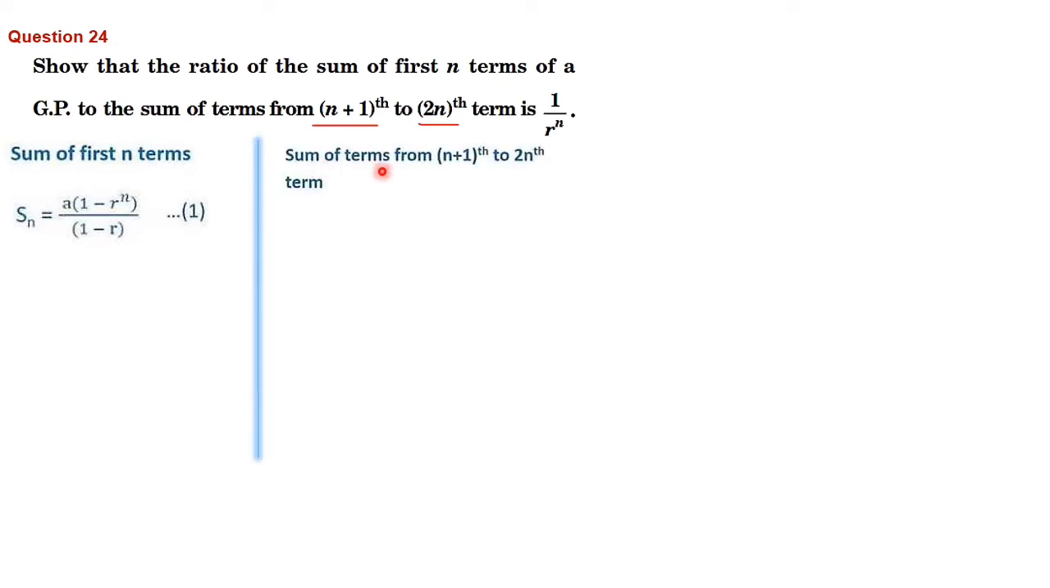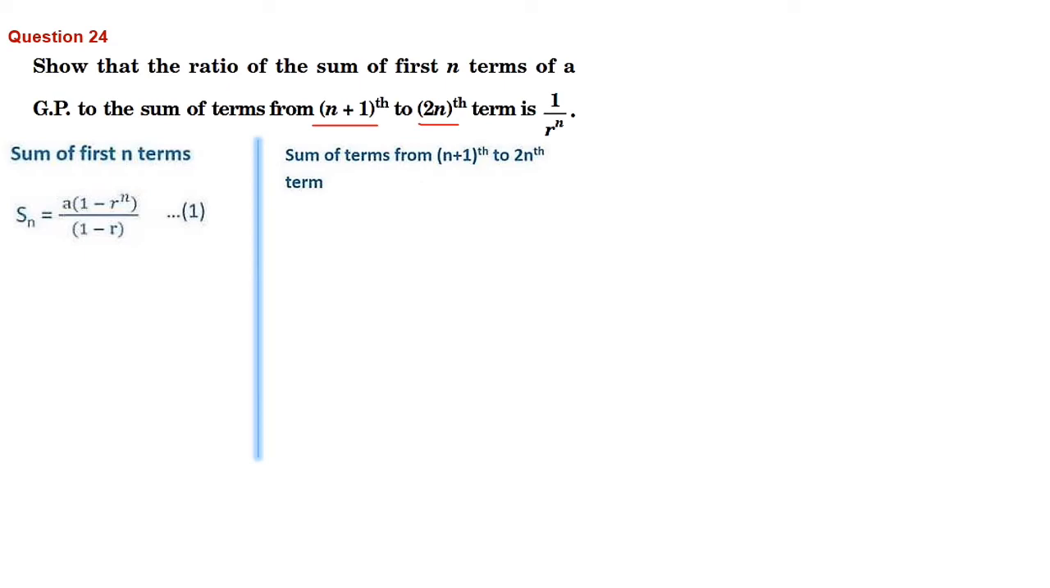Here, first we will check the sum of n terms. Sum of n terms, Sn, is equal to a into 1 minus r power n by 1 minus r. Formula only, equation number 1 we can keep. And the next part, when you check, it is telling about the sum of terms from (n+1)th to 2nth. How do we calculate that? Sum of terms from (n+1)th to 2nth term, we can write like this.